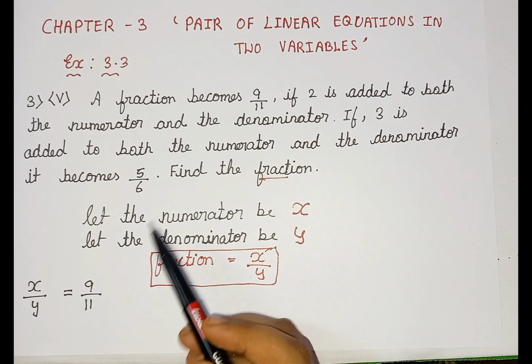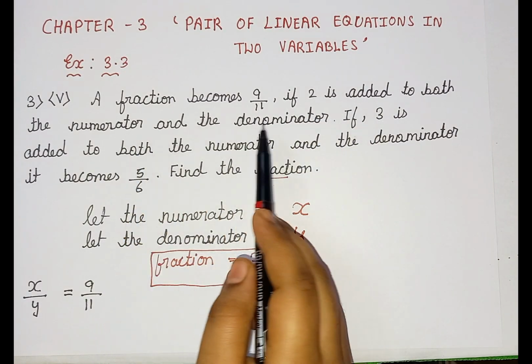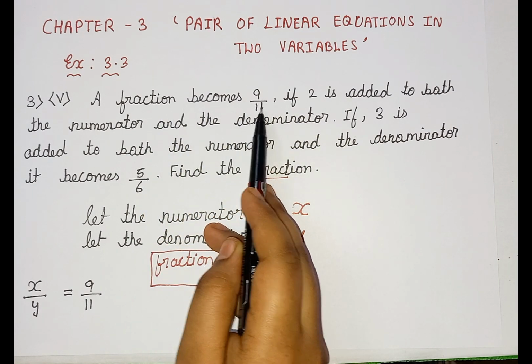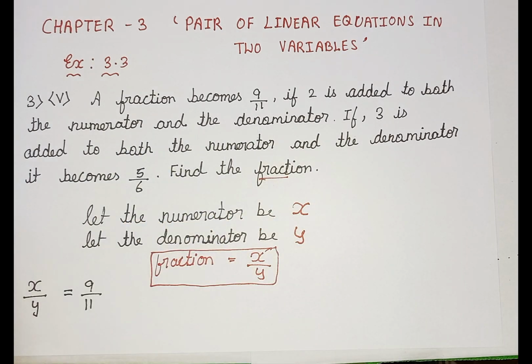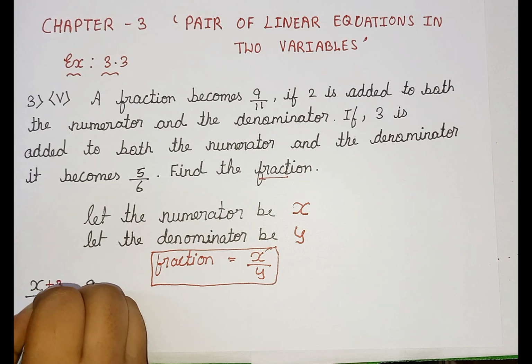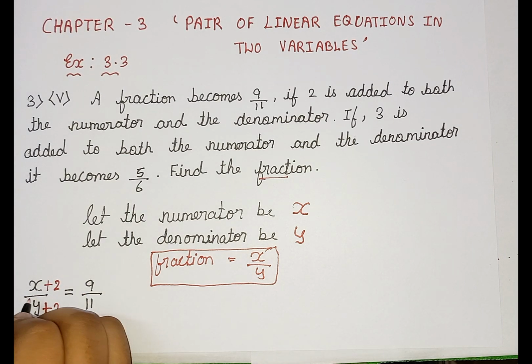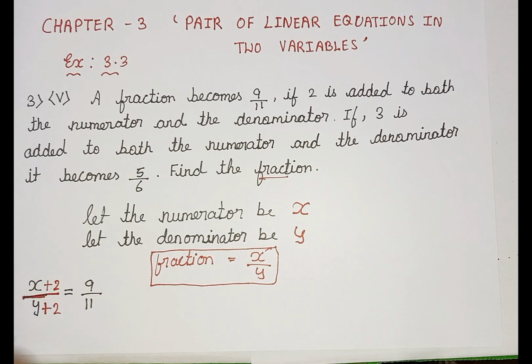If 2 is added to both the numerator and the denominator, when will it become 9 by 11? When we add 2 to the numerator as well as the denominator. So we are supposed to add plus 2 to the numerator as well as the denominator. This is the meaning of it. Now we got a value here, so later on we can do cross multiplication and find it.